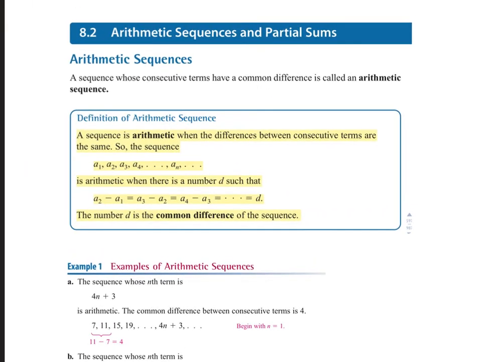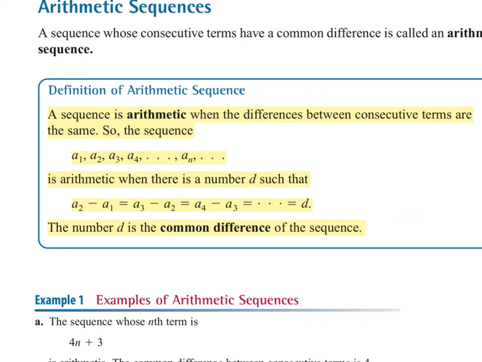So a sequence whose consecutive terms have a common difference is called an arithmetic sequence. If we go from one number to the next and add the same number every time, that common difference is what makes it an arithmetic sequence. We're just going to be adding the same number each time. And that common difference is d. So when we get into the formula, that is what d stands for, common difference.